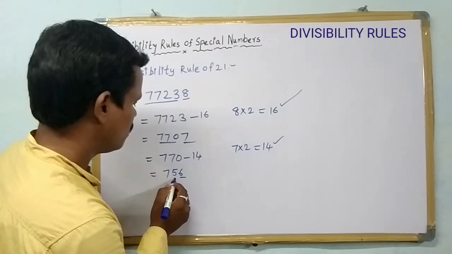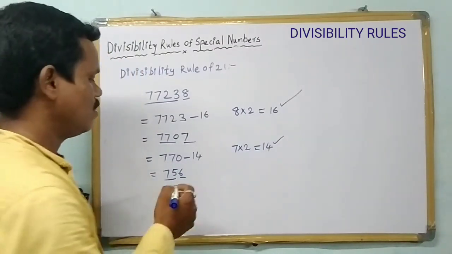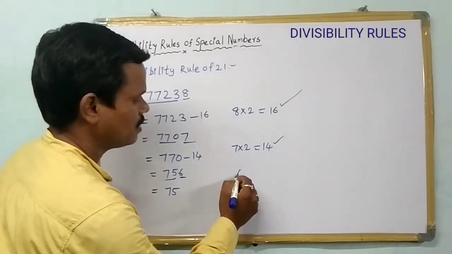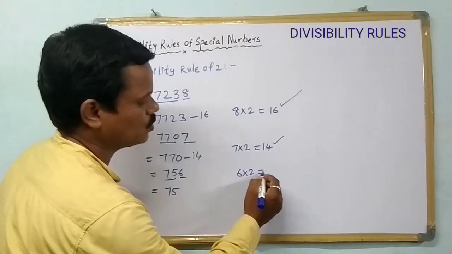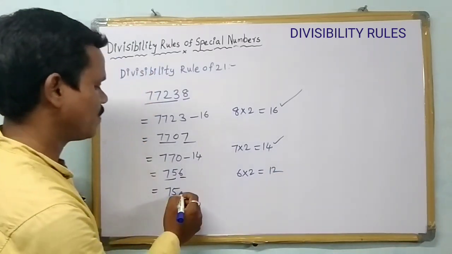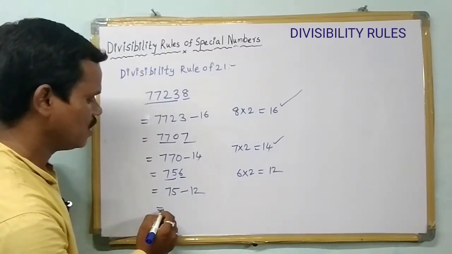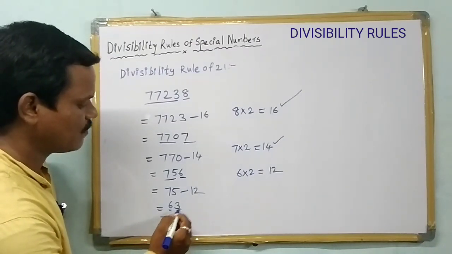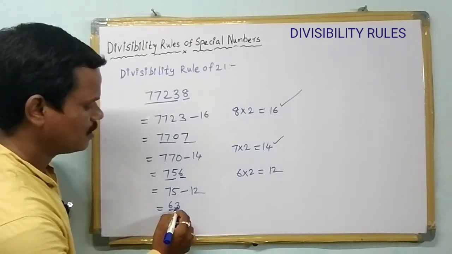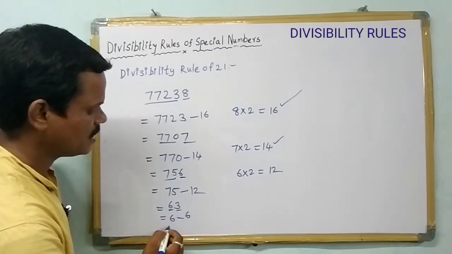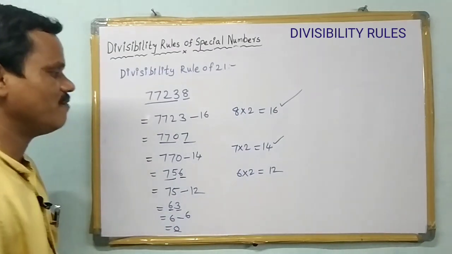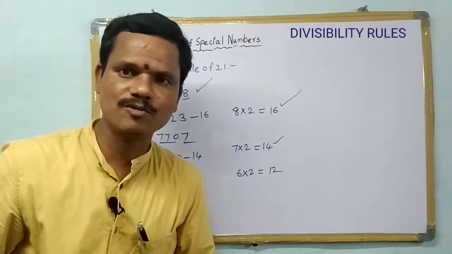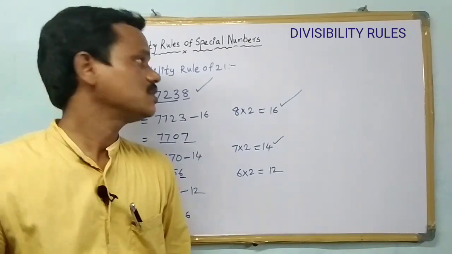Now again divide it into two parts. Now take the second part, 75. Multiply the first part number by 2. 6 2 is 12. So subtract 12 from 75. What is the resultant value? 63. Now again this is first part, this is second part. 3 2 is 6. 6 minus 6 is 0. 0 is divisible by every number. So the given number 77238 is divisible by 21.